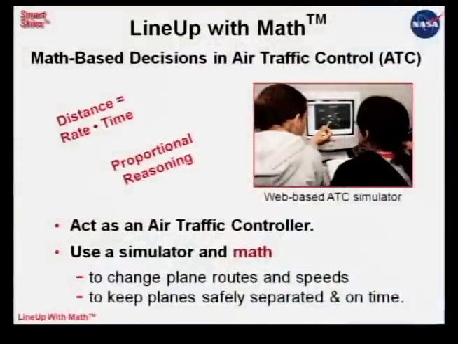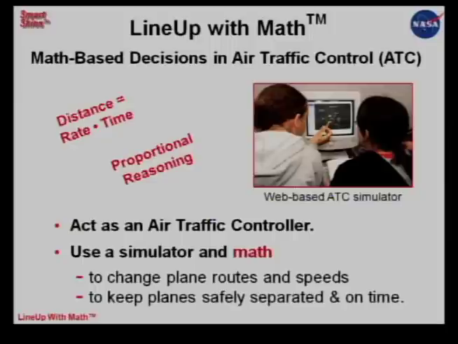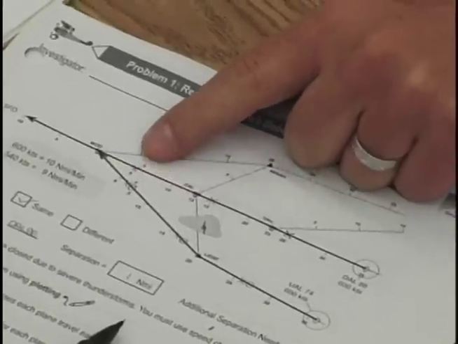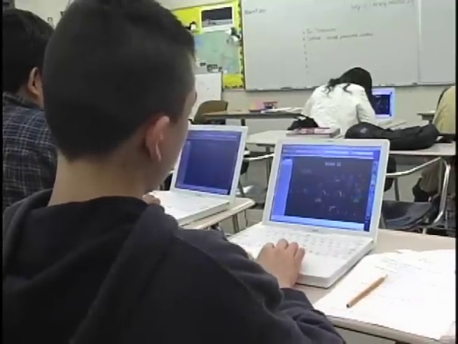What we're going to do is students are going to learn how to make math-based decisions in air traffic control, and they're going to use a very neat air traffic control simulator that we have. It's actually a simulator of a specific sector of the real airspace. And what they get to do is they act as air traffic controllers. On one hand, they're going to use the simulator, but on the other hand, they're going to have to use math. Because what they need to do is change the plane's routes and speeds so they don't get too close together. You saw how crowded the airspace was. But also so that they get there on time. That's the challenge of air traffic control.